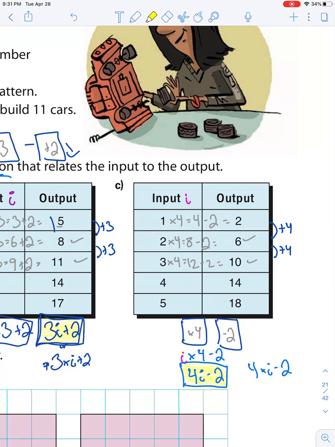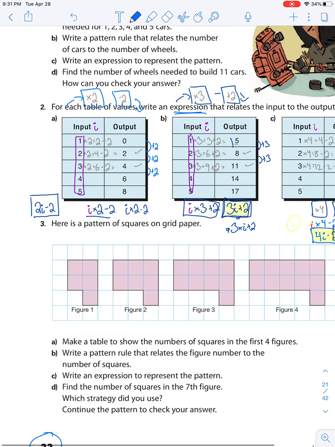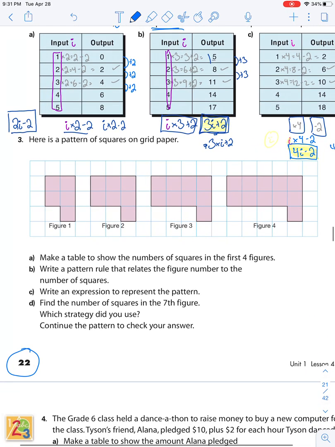Again, remember that the variable, like what I've done here for I, you could use anything. You could use a smiley face or whatever you want, just as long as you have a symbol that you use to represent the unknown.